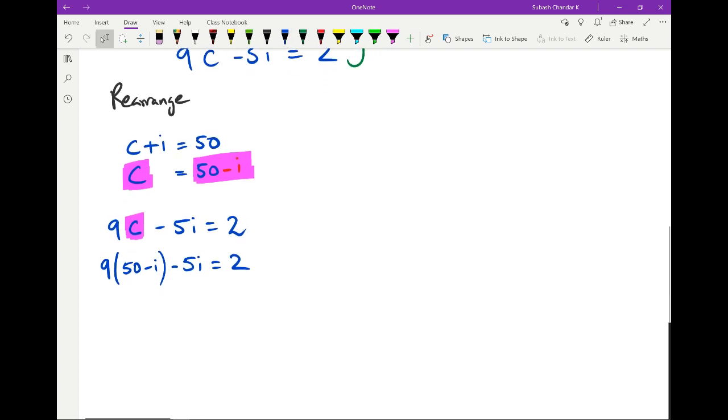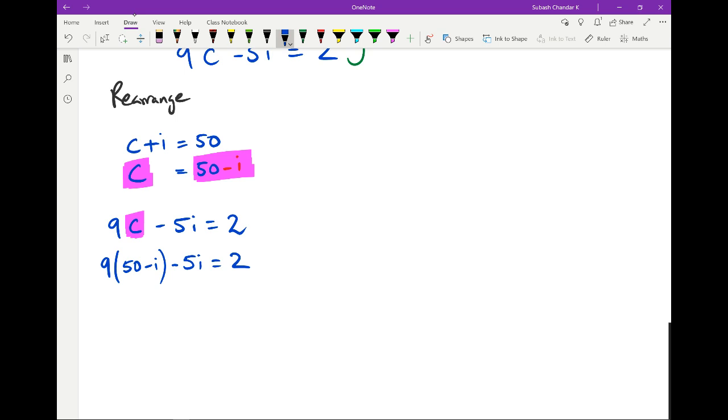All right. So when we do this, 9 times 50 is going to be 450, and then 9 times I is minus 9I. Then we've got minus 5I, and all of that is equal to 2. I hope you guys are okay with that. So then what we have is 450 minus 14I equals 2.